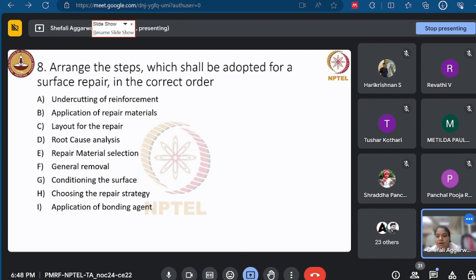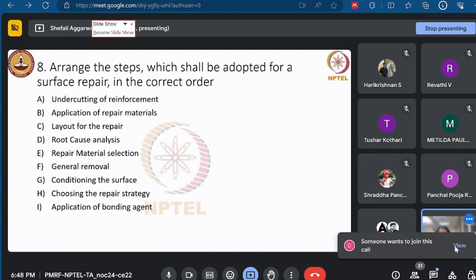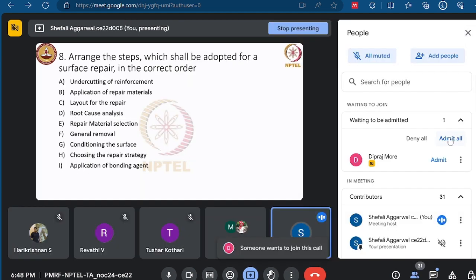See, first thing you are doing a root cause analysis. That is clear. Then we are choosing the repair strategy. Fine. But you didn't choose the material for the repair, right? After the repair strategy, you have to choose the material also. So next will come the repair material selection. I think that's clear, right?